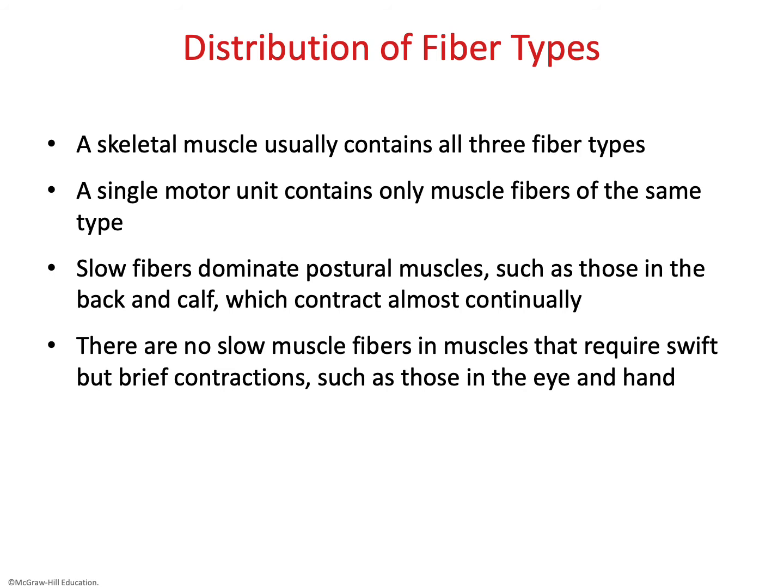A skeletal muscle usually contains all three fiber types. Slow fibers dominate postural muscles, such as those in the back and calf. And there are no slow muscle fibers in muscles that require swift but brief contractions, such as in the eye and the hand.